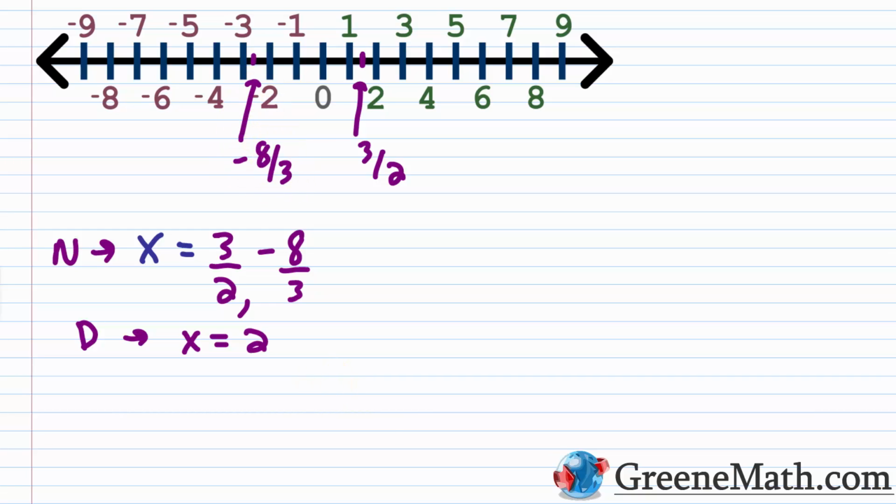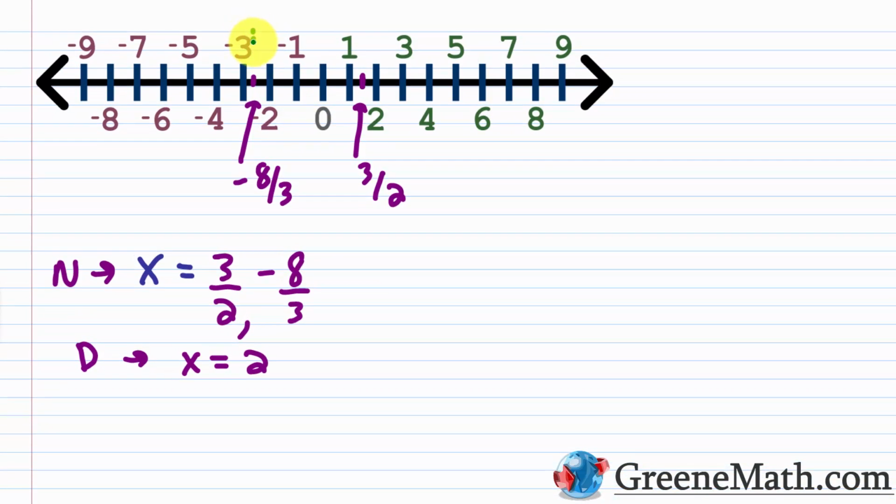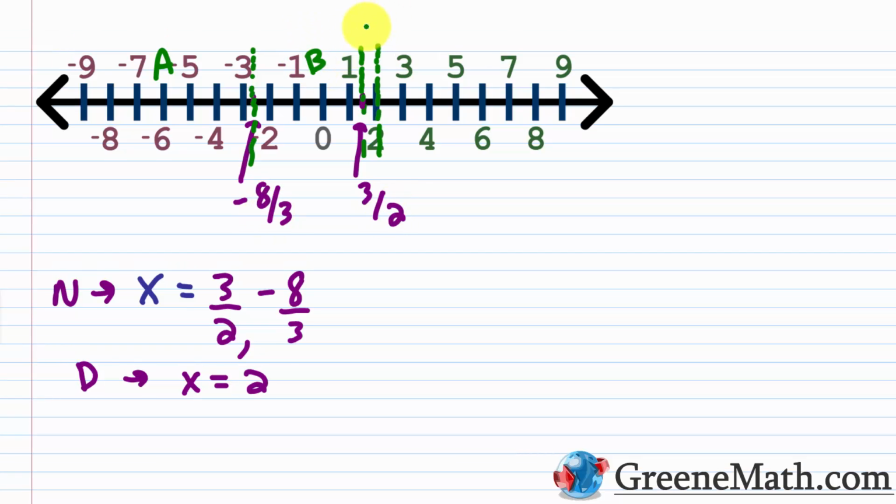Okay, so let's go ahead and make some vertical lines here. So I'm going to go ahead and put one here and also here. And this is going to be tight, but I also have to put one here at 2. Okay, so my interval A will be anything that's less than negative 8 thirds. My interval B will be anything between negative 8 thirds and 3 halves. Then my interval C, this is going to be a tight one, is anything between 3 halves and 2. And then interval D will be anything larger than 2.